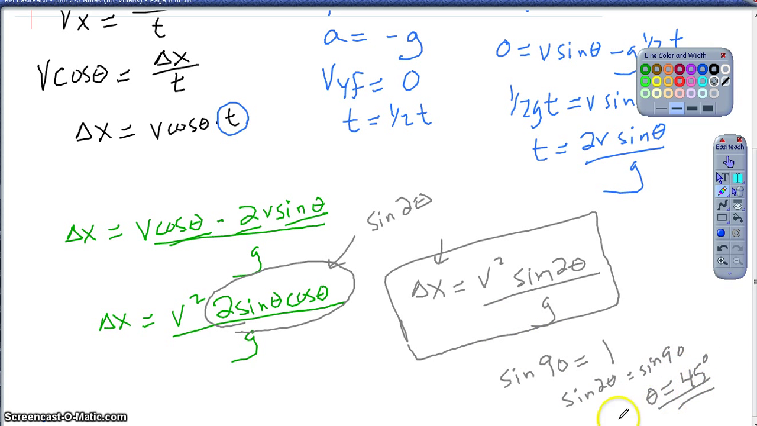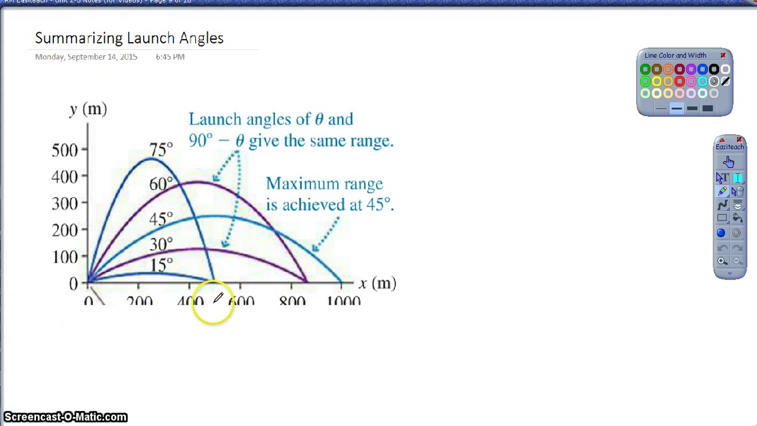Now most of us probably already assumed that fact, but this actually mathematically proves that in the absence of air resistance, if we're firing a projectile and it's landing at the same height, then it's going to go the furthest when it's projected at 45 degrees. The other reason this is helpful is it shows me that two complementary angles will have the same range of motion. And this summarizes nicely on the next page here.